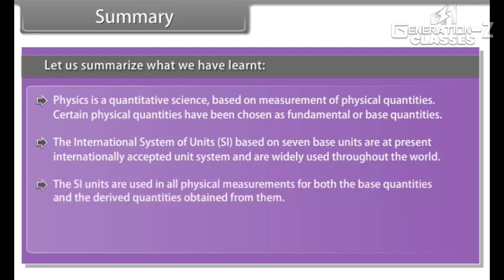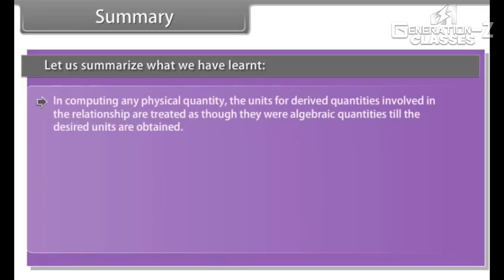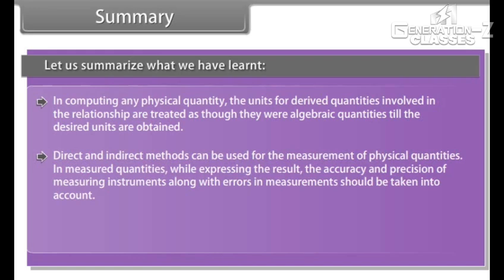The SI units are used in all physical measurements for both the base quantities and the derived quantities obtained from them. Physical measurements are usually expressed for small and large quantities in scientific notation with powers of ten. In computing any physical quantity, the units for derived quantities involved in the relationship are treated as though they were algebraic quantities till the desired units are obtained. Direct and indirect methods can be used for the measurement of physical quantities.